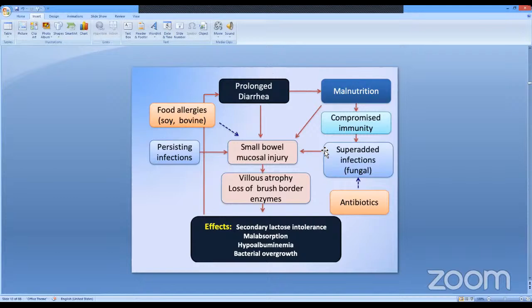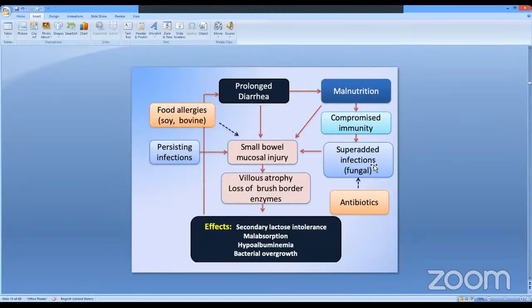So now this is the vicious cycle. And I think this is the most important cycle for persistence of the diarrhea. Prolonged diarrhea is because of small bowel mucosal injury, which leads to villous atrophy or loss of brush border enzymes, which leads to secondary lactose intolerance, malabsorption, hypoalbuminemia, bacterial overgrowth. And this in turn again leads to persistence of the diarrhea. Again, this persistence of the diarrhea will lead to malnutrition. Malnutrition itself can cause small bowel mucosal injury, and malnutrition leads to compromised immunity, which leads to fungal infection, and that will also lead to small bowel mucosal injury.